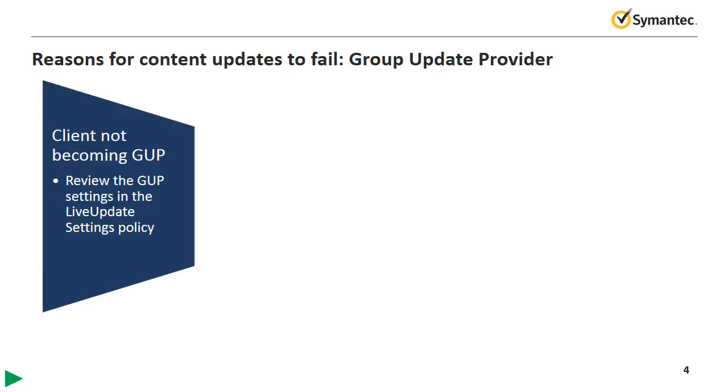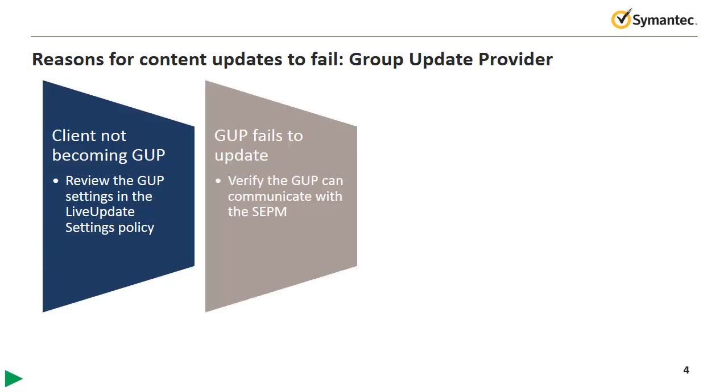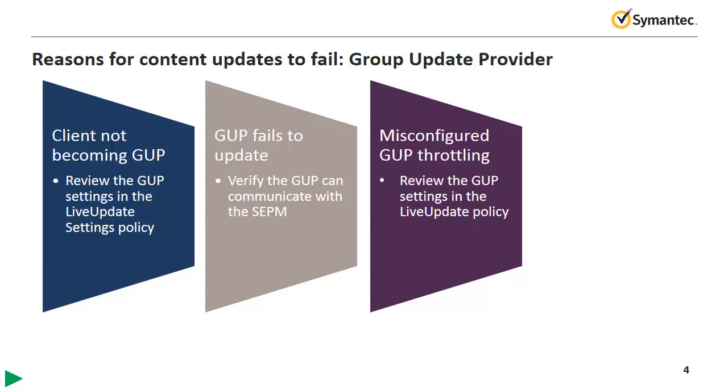I've included some common scenarios that can cause content updates to fail from a group update provider. If the client is not becoming a GUP, review the GUP settings in the LiveUpdate settings policy. For GUPs unable to download content updates, verify the GUP can communicate with the SEPM. If some clients are retrieving updates and others fail, check to see if GUP throttling is enabled.